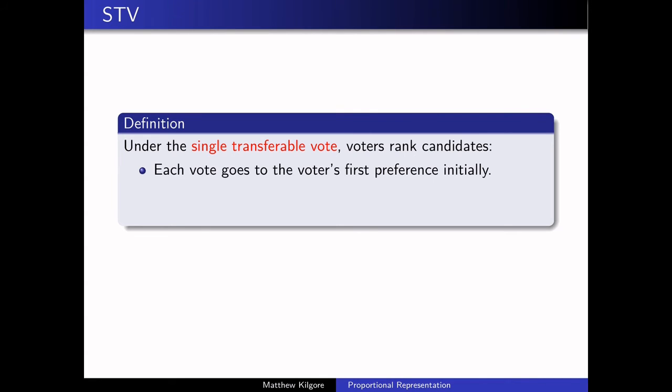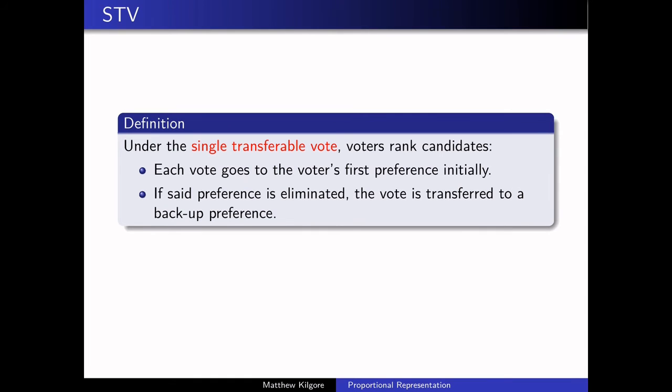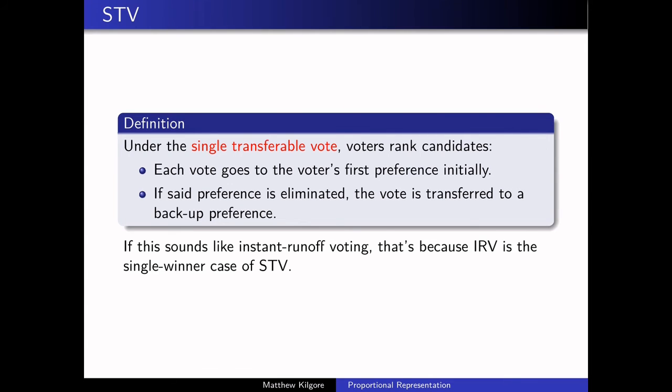It starts off counting towards their first preference, and as various candidates are eliminated, the vote gets transferred to backup preferences. Now, if that sounds like instant runoff voting, that's because it is. IRV is the single winner case of STV.